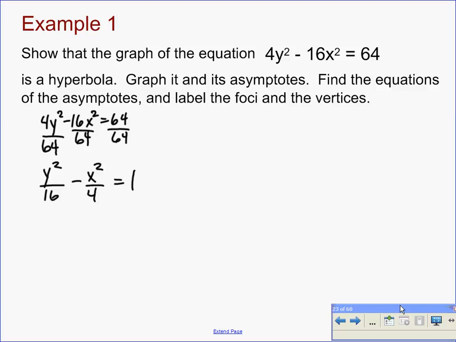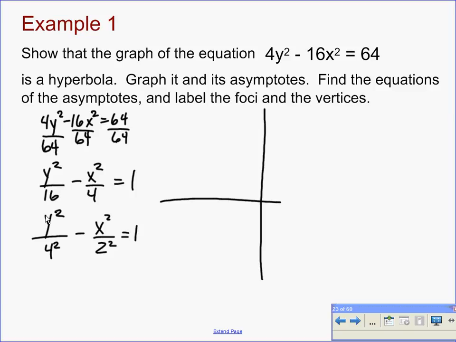And if we're going to find those a, b, and c values, then we might want to rewrite this one more time to y squared over 4 squared minus x squared over 2 squared equals 1. Okay, from there, we notice that the 4 is larger than the 2 in the denominator, which means that our hyperbola is going to open up and down instead of left and right.